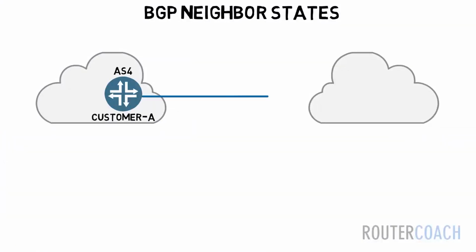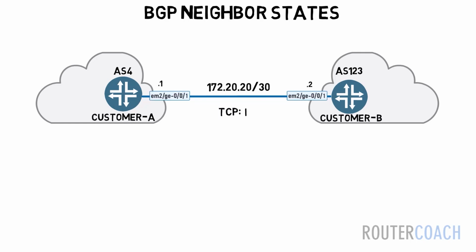BGP neighbour states. BGP uses TCP port 179 as its transport protocol. By using TCP, the peers are assured of a reliable connection. BGP maintains a table of all BGP peers and their operational status. The following list describes the various BGP neighbour states.